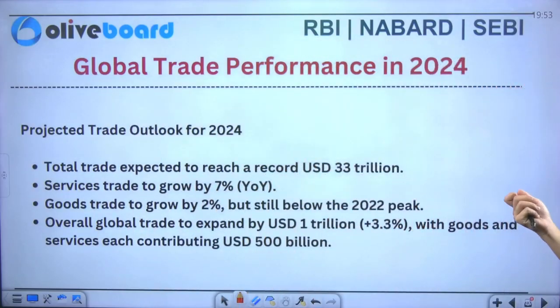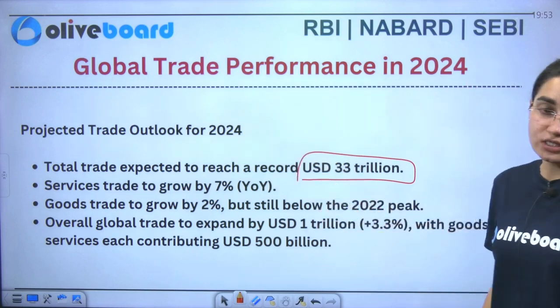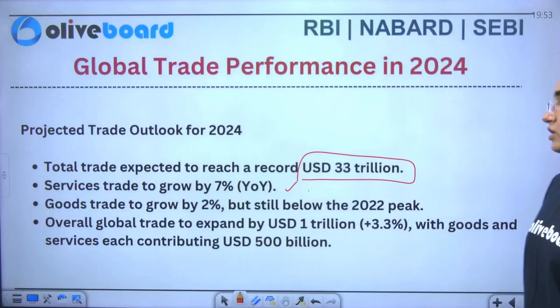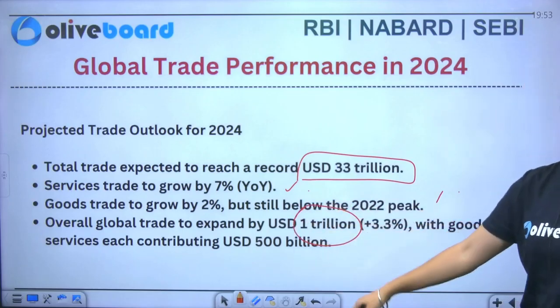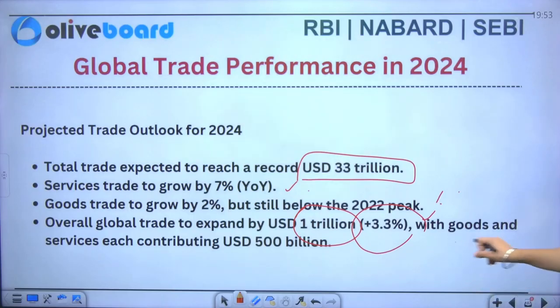Similarly, if I talk about the projected trade outlook for 2024, so you can see here total trade expected to reach a record of 33 trillion US dollars. Similarly, the services trade to grow by 7% year on year, goods trade to grow by 2% but still below the 2022 peak. Overall, global trade needs to expand by 1 trillion US dollars, that is an increase of 3.3%, with goods and services each contributing 500 billion US dollars.